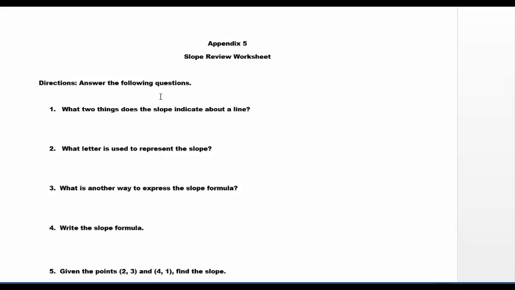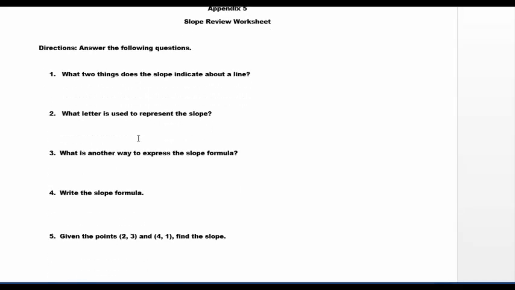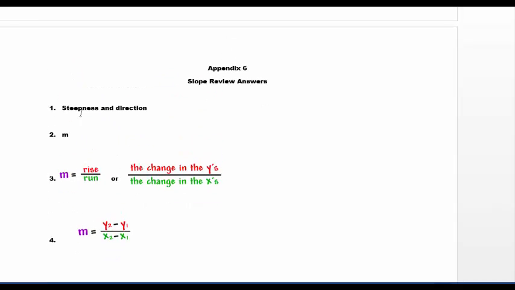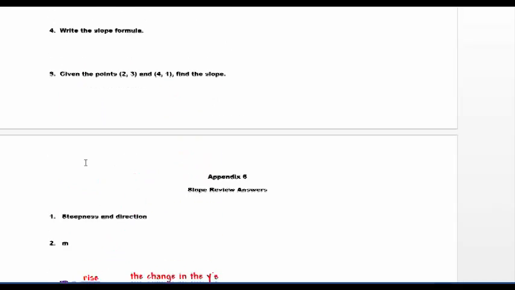Answer the following questions. What are two things? What letters are used to represent slope? What is another way to express the slope formula? Write the slope formula given the points 2 and 3, find the slope. So this is a remediation worksheet. Very good. Very good.